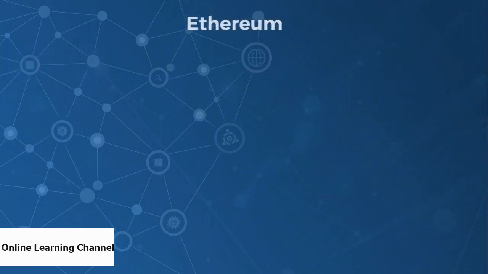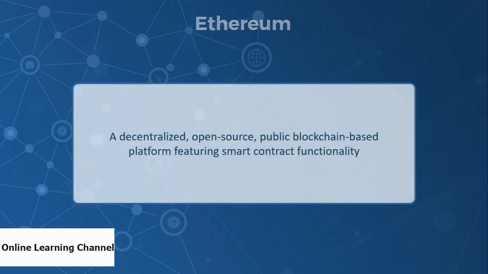To start off, let us take a look at the definitions of some of the common terms. First of all, what exactly is Ethereum? Well, this is a decentralized, open source, and public blockchain based platform which features the functionality of smart contracts. Many of these terms may not make sense without context, and we will be revisiting this definition just a little later. But remember that one of the most important features of Ethereum is the fact that it supports smart contracts.